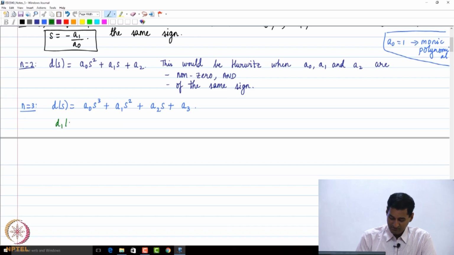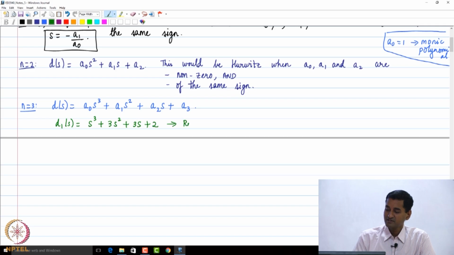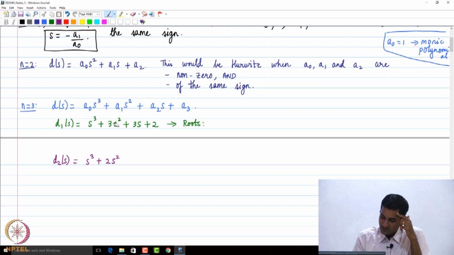Let's say we consider the first polynomial to be s cube plus 3s squared plus 3s plus 2. Does anyone have a scientific calculator, and can you calculate the roots of this third order polynomial and let me know? Then we consider a second example. I'm sorry about that, kindly let's change the numbers.